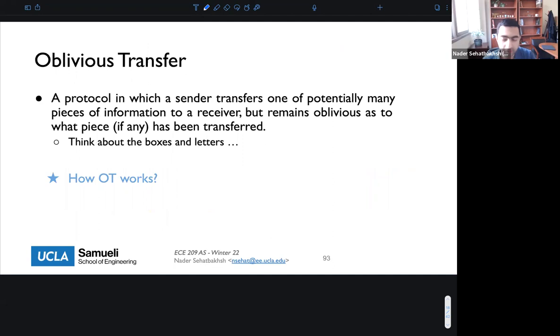So now let's actually look at how the oblivious transfer, or OT, works. Just to give you a little bit more formal definition of what OT is: OT is a protocol in which a sender transfers one of potentially many pieces of information. So in this case, we have a 1-out-of-2 OT. We have two possible pieces of information, WE0 and WE1. Eve wants one of these two labels. So the sender in this case is Genie, right?